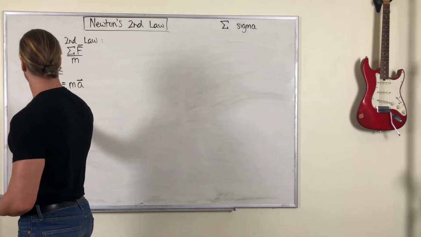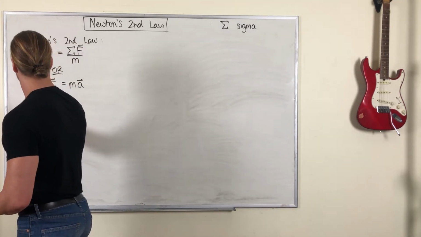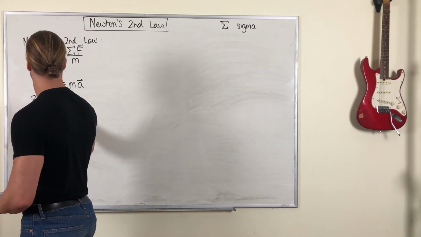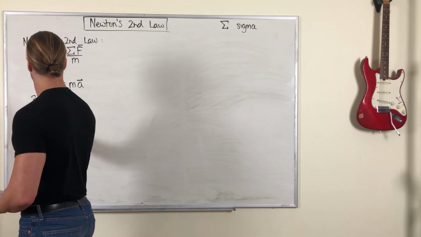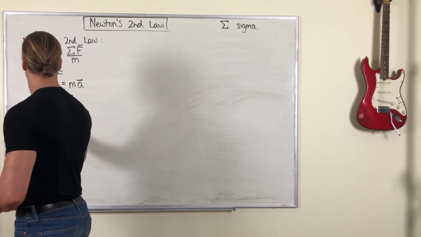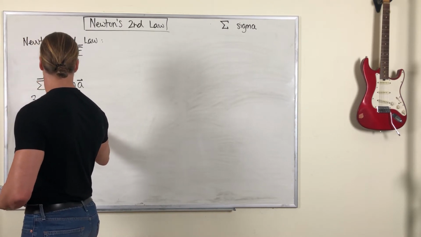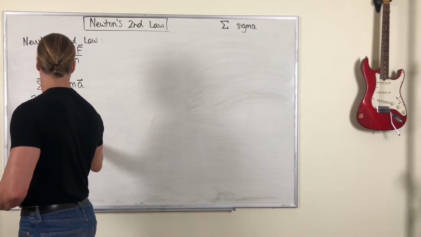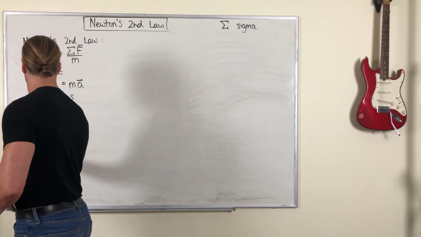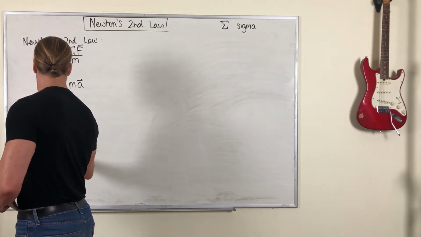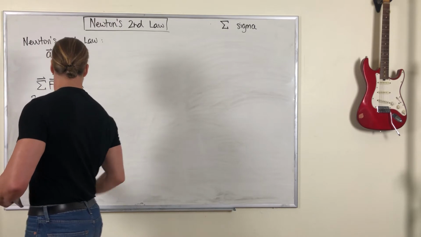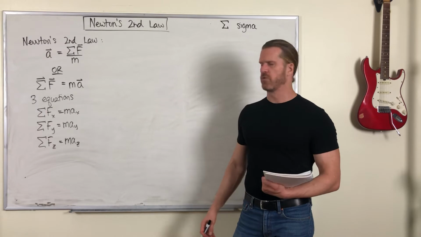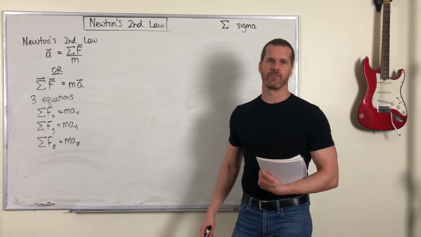So this really means that there's three equations in here. An equation for x, and an equation for y, and an equation for z, if we're doing 3D. We won't do very many 3D problems in this class. Usually it'll be 1 or 2D.